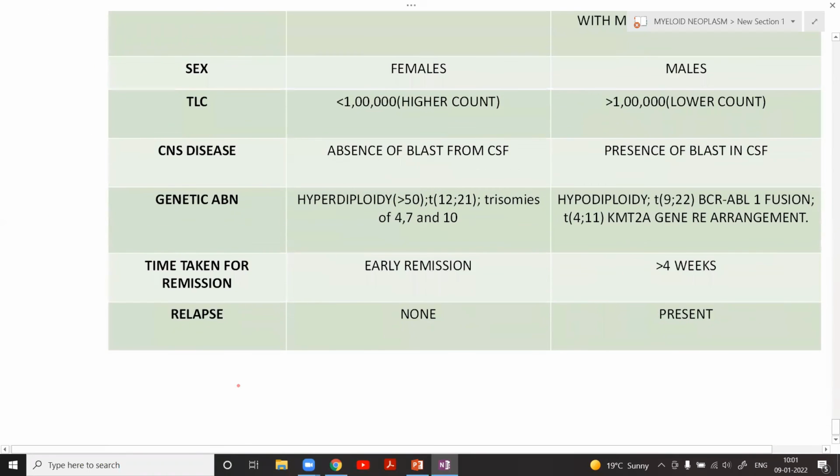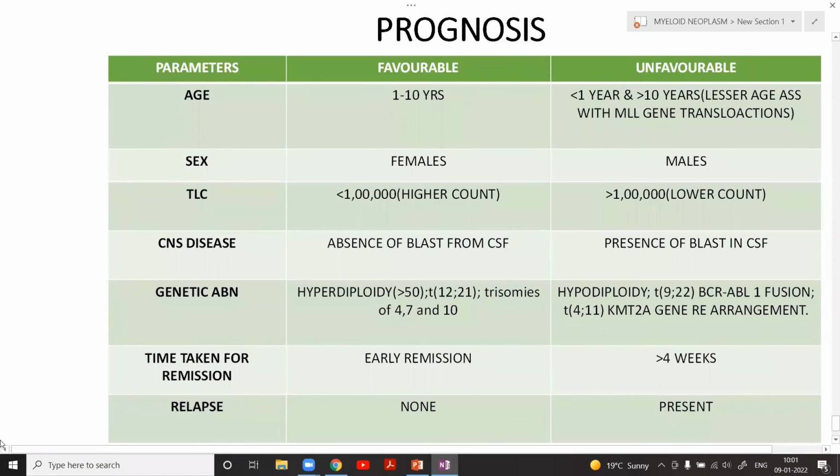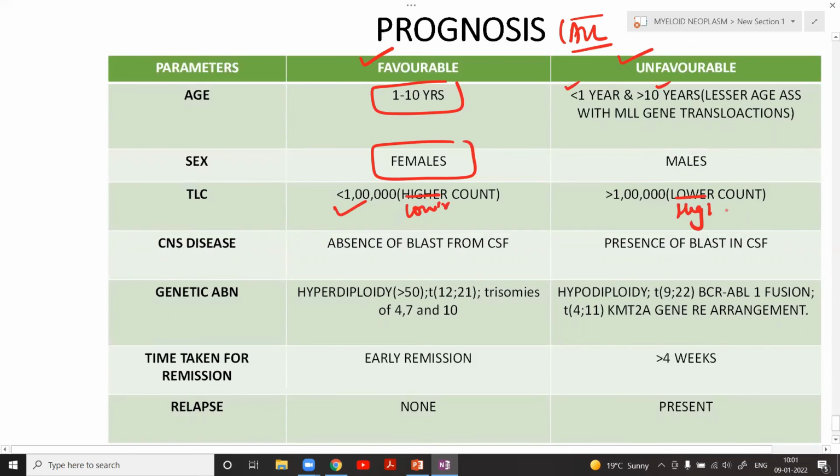Looking at the last important slide over here, now, this is very, very important, the prognosis of ALL. So what are some of the favorable features and what are some of the unfavorable features of ALL? If ALL occurs in the age group 1 to 10 years, it has a good prognosis, but less than 1 year or more than 10 years is very unfavorable. Female sex has a favorable prognosis compared to male sex. A total count less than 1 lakh has a favorable prognosis. Okay, this will be the lower count. This will be the higher count. Okay, so a count more than 1 lakh has an unfavorable prognosis.